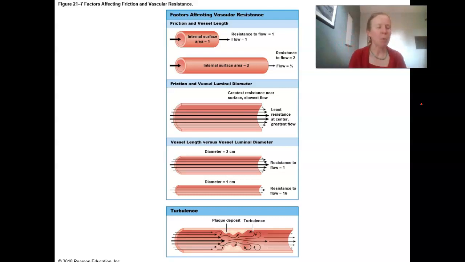So when we look at total peripheral resistance, we have three factors: vascular resistance, blood viscosity, and turbulence. Okay, so this first panel up here is looking at what's going on with vascular resistance, one of our three factors affecting total peripheral resistance. Now, a couple things affect vascular resistance. Vessel length makes a difference, right? If you have a vessel that is twice as long, you get twice the resistance.